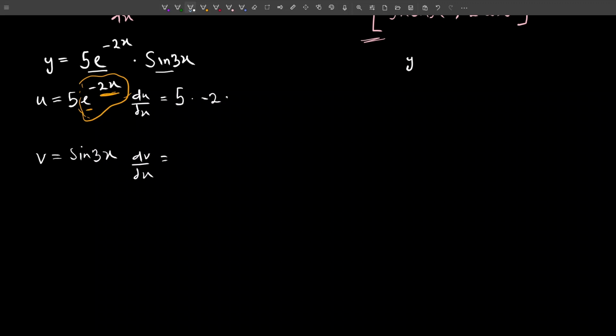Now differentiate the outer function, e. Don't forget, if y is equal to e raised to x, then dy dx is also e raised to x. So I assume that everything here is x. If I differentiate e raised to this now, it should give me e raised to the same thing. That should give me e raised to minus 2x. So everything here should give me minus 10e raised to minus 2x.